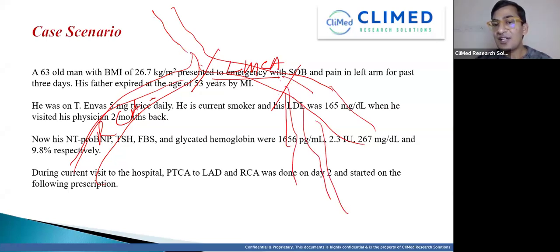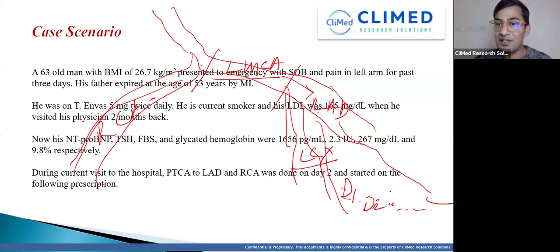After LMCA, the major artery is called LAD, the left anterior descending. Along with that there is LCX, the left circumflex artery, and there are many more, D1, D2, the diagonal arteries. LAD is the left side artery, and RCA is the right coronary artery. Where the block was, PTCA was done, a stent was put in, and the patient was started on the following prescription.